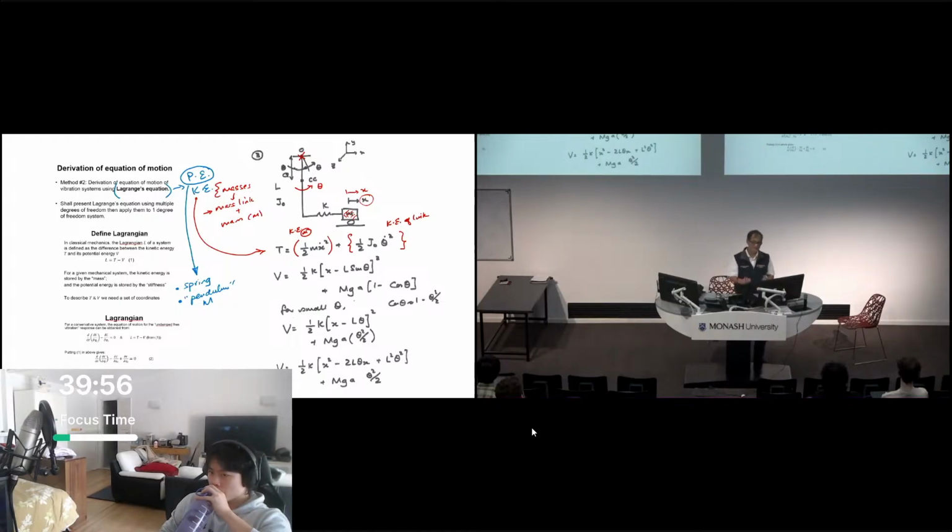Okay, unless this bar is supported by a spring, then we don't have to consider the energy due to its position. But in this case, because this bar here is hanging free, like a pendulum, I will need the potential energy from the spring.